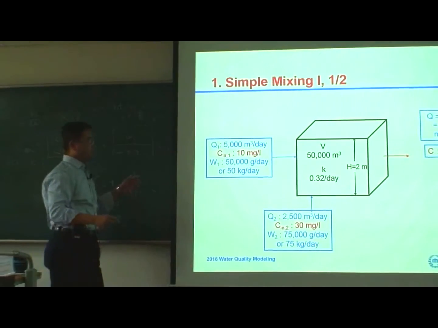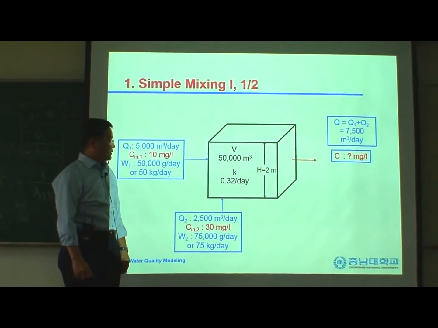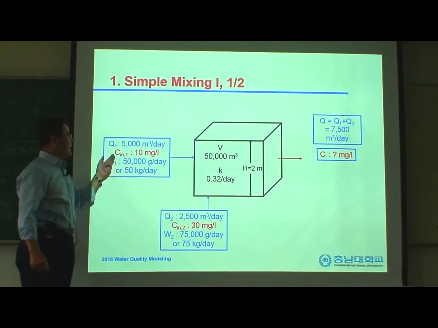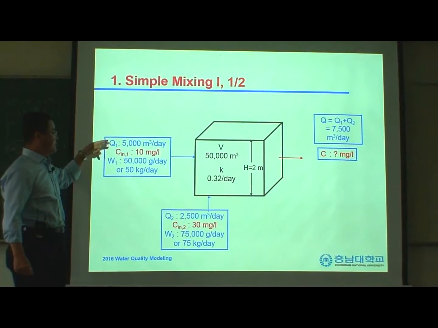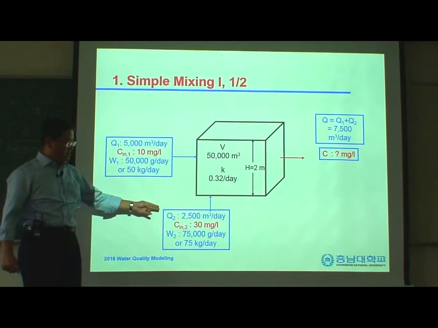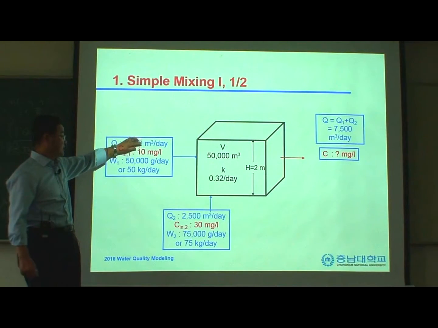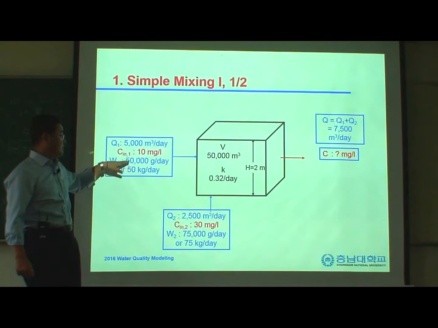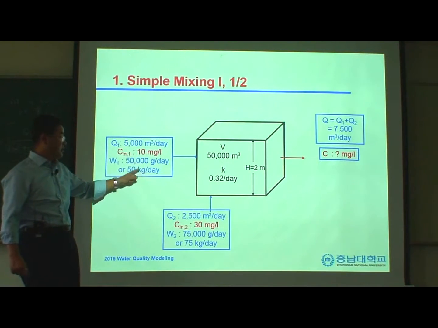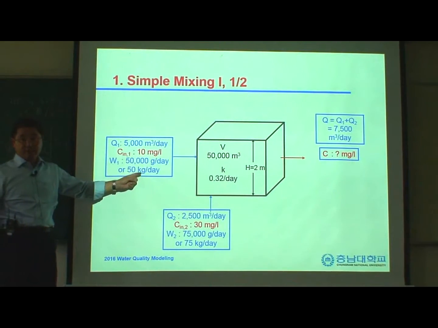So this time, this is the situation, okay? I have a Q, I have a C, Q times C coming in. Also, I have another Q and another C coming in. If we multiply it together, if I express this with mass per time, this is 50,000 grams per day or 50 kilograms per day.